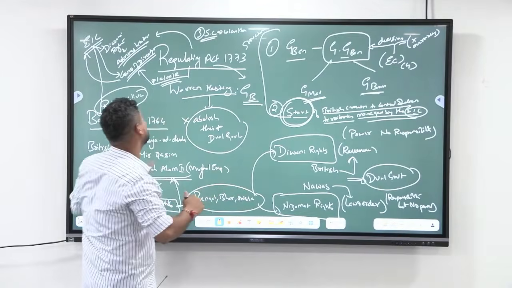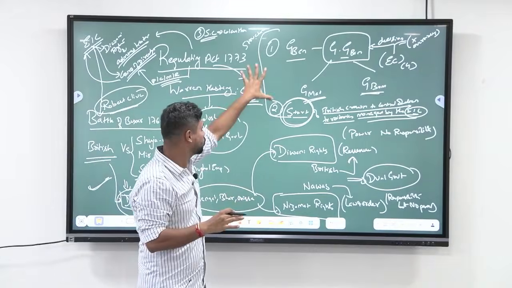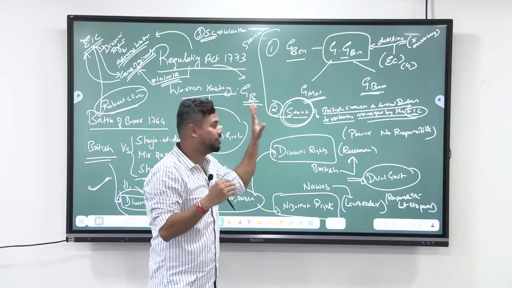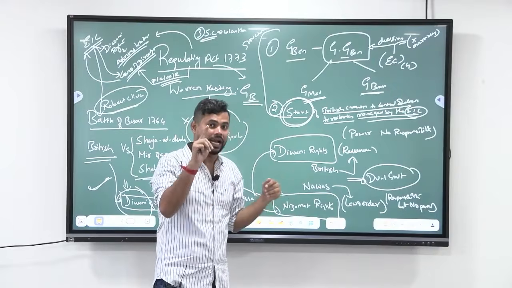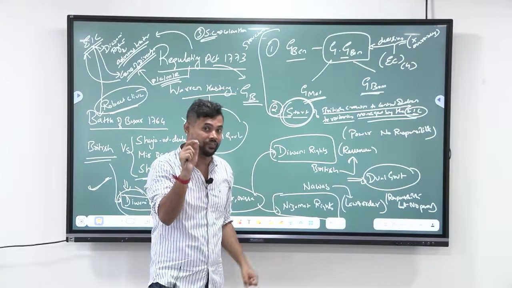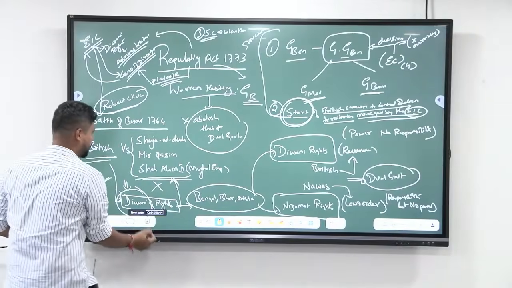Okay, so this is what are the provisions of Regulating Act 1773. So you understood the governance structure. Now evolution of this governance structure will happen as we go from one act to another act, and hence you have to focus on this governance structure very, very carefully. Now let us go to the next act.